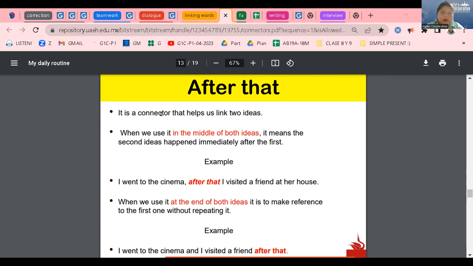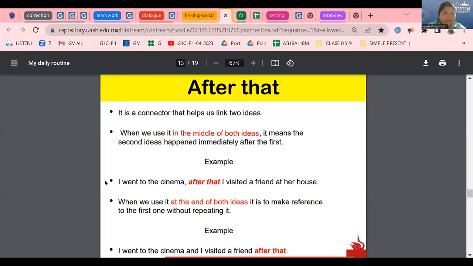After that nos ayuda a unir dos ideas. Ejemplo. When we use it in the middle of both ideas, it means that the second idea happens immediately after the first. ¿Cuándo lo utilizamos? En medio de ambas ideas, ¿ok? Quiere decir que tenemos dos ideas, ¿verdad? En medio de ambas ideas. Significa que la segunda idea sucedió o ocurrió inmediatamente después de la primera.